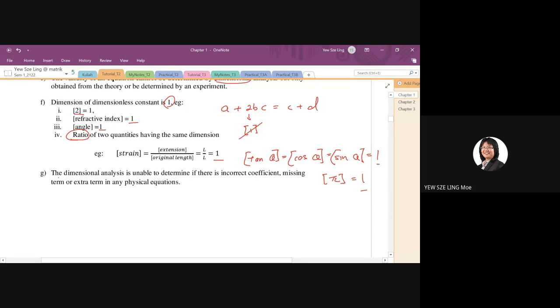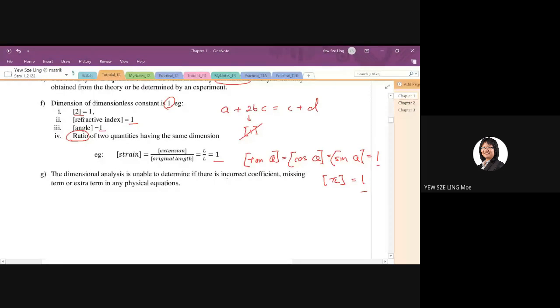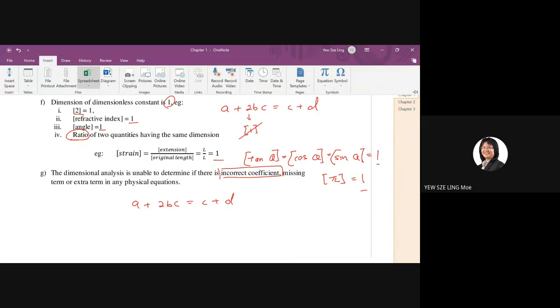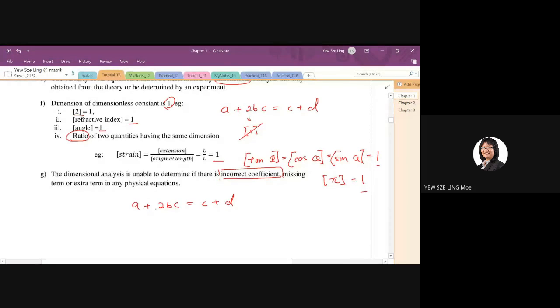All right. So dimensional analysis is unable to determine if there's an incorrect coefficient. That's why I told you just now, you cannot say the equation is correct because you don't know whether the coefficient is correct or not. So missing term or extra term in any physical equations, you can check the dimension is correct, but you don't know whether all these dimensionless constants are correct or not. So maybe you check a plus 2bc equals c plus d. They have the same dimension. But one thing that you don't know is whether this value 2 is correct or not.